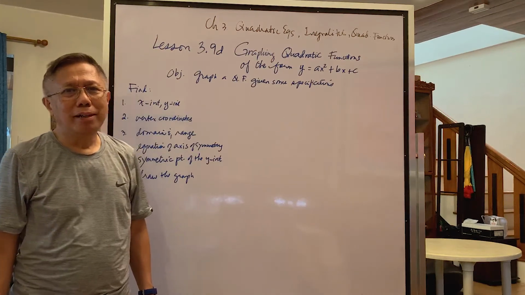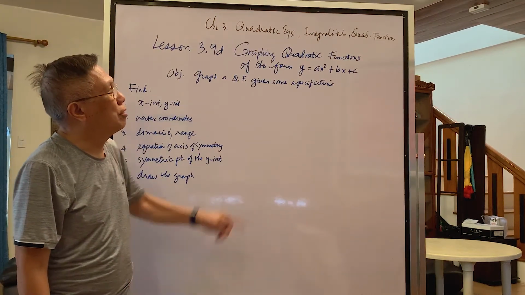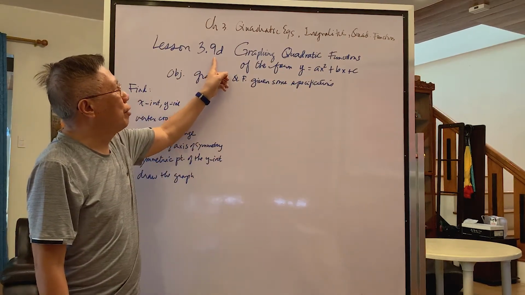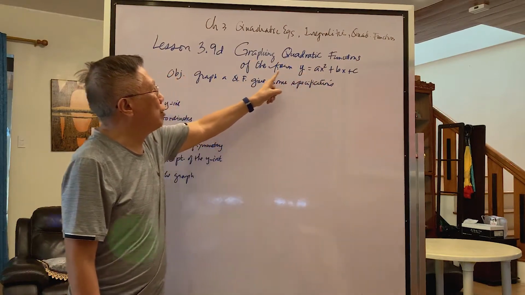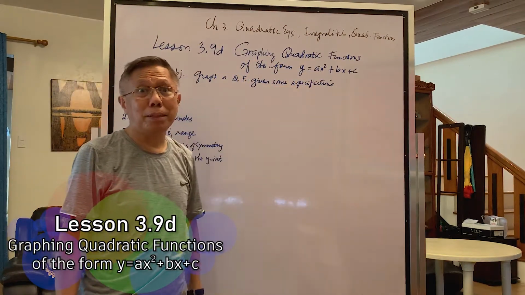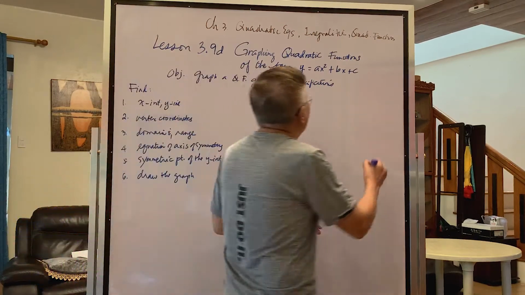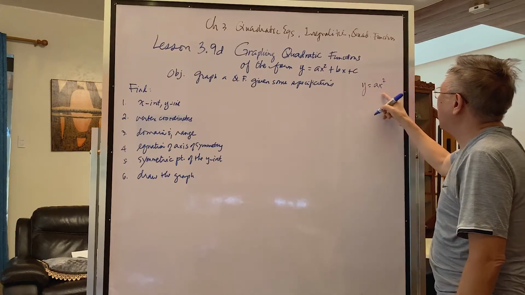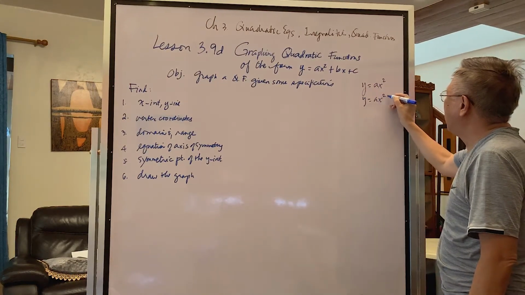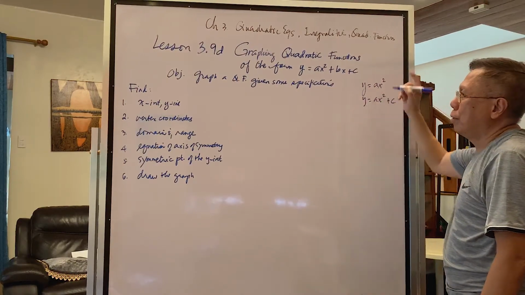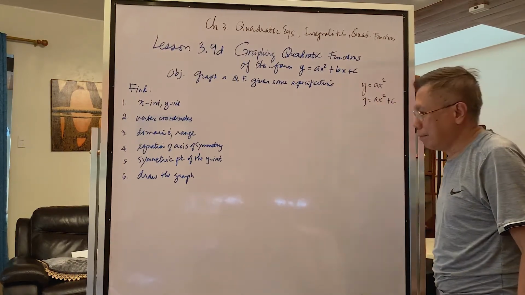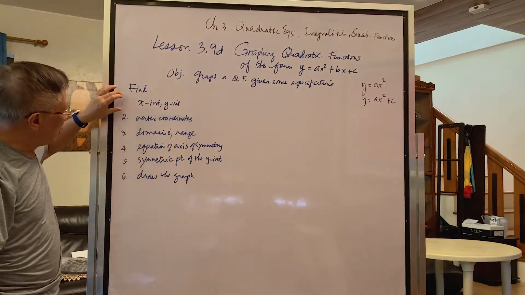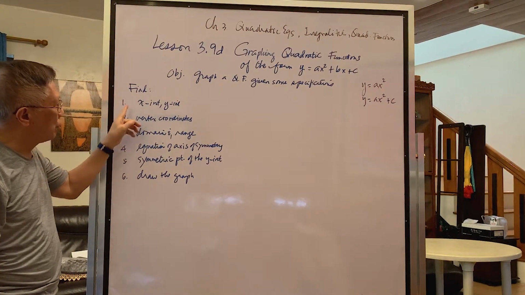Welcome back to the series of lectures we have on quadratic functions. For this lesson, we are going to graph quadratic functions of the form y equals ax squared plus bx plus c. Remember, in the previous graph, we only graphed this quadratic function, and now we have the middle term there. Now I would like us to concentrate on this given here.